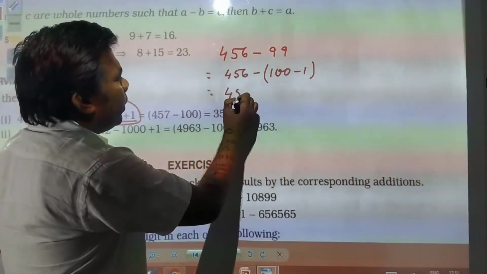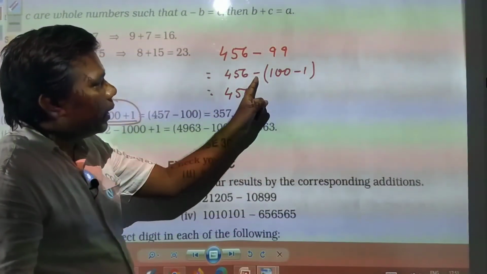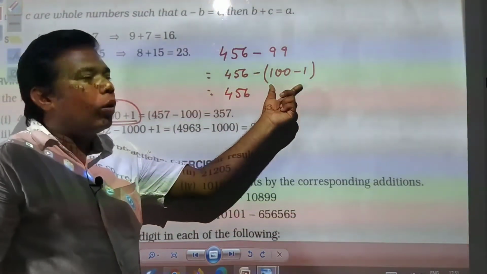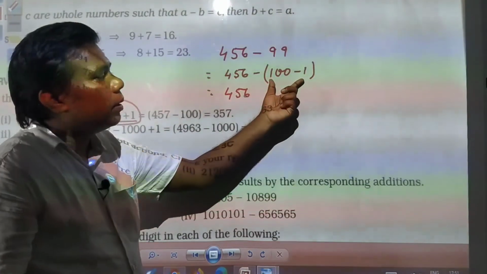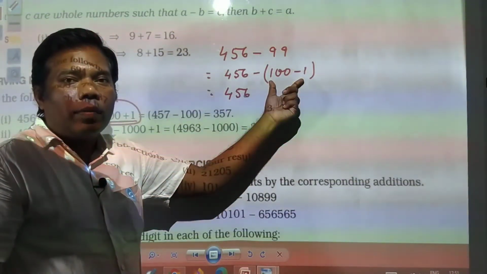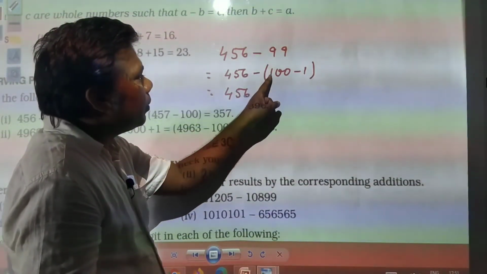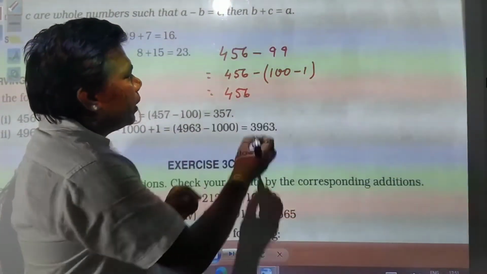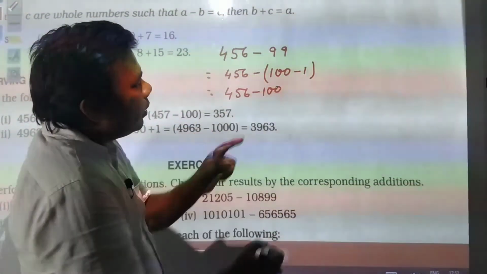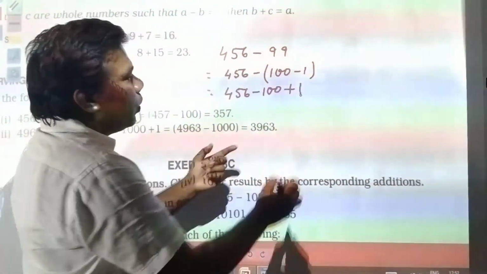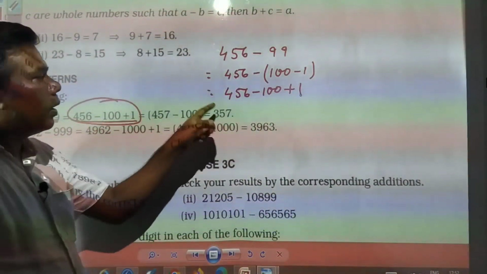And 456 minus, this is in bracket. So if minus is there, when you open this bracket, the sign will change for whatever numbers you have inside. So here you see 100 you have in plus, nothing is written, it means plus you have, so that will become minus. So minus 100, and this minus 1 you have, that will become plus. So plus 1. And that's why it has been written 456 minus 100 plus 1.